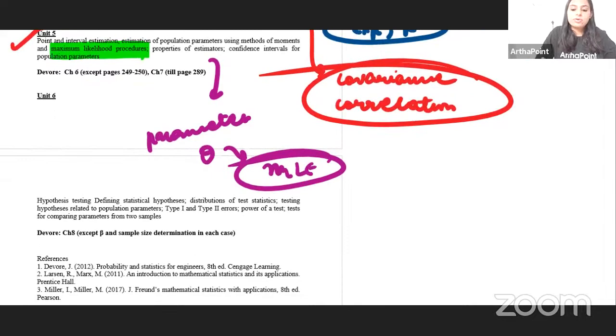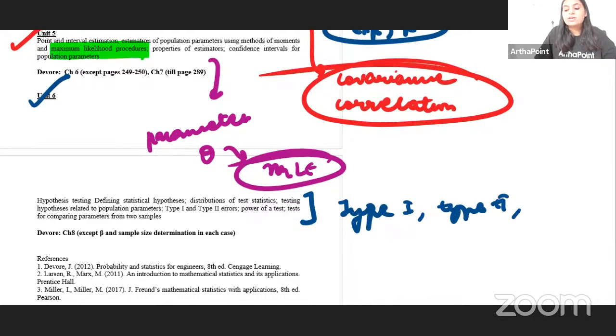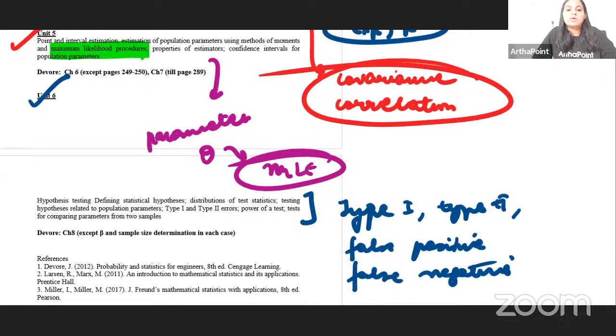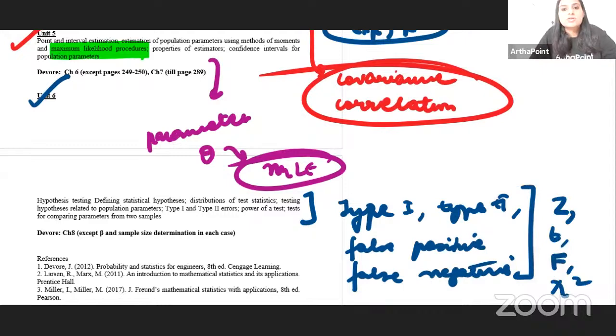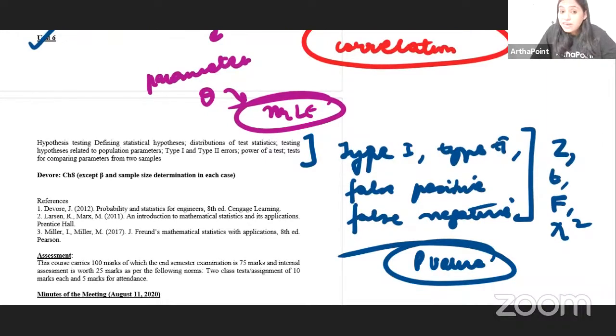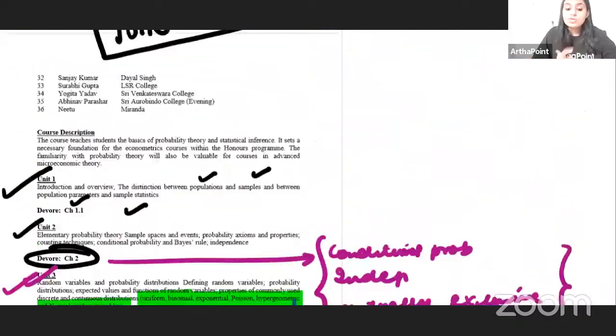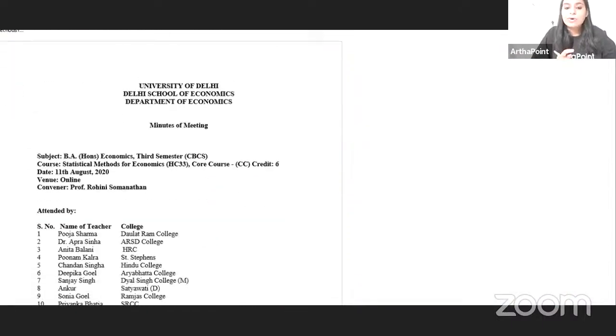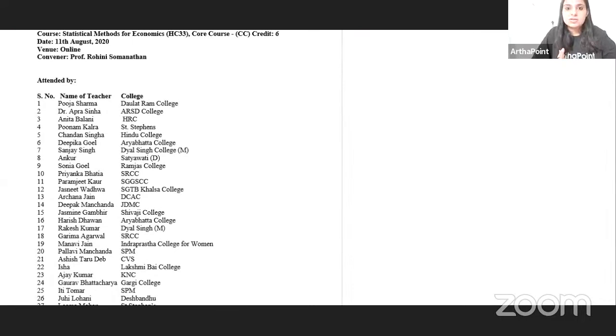And finally, we will talk about unit 6, in which we will do hypothesis testing. We will go ahead and find the difference between type 1 error, type 2 error, what is false positive, what are false negative. How do you do Z test, T test, F test, chi-square test? What is p-value? All these important terms. Very, very rigorous. Most rigorous subject is statistics. You have to start early in stats.